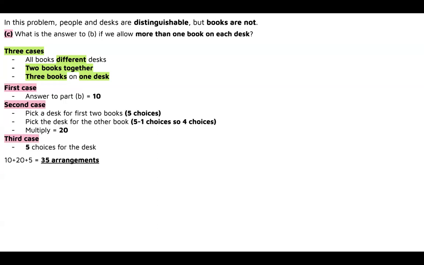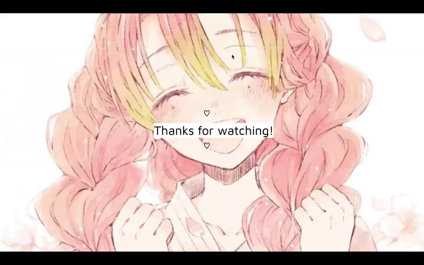All right, so to summarize, what you want to know first is how to do casework. Based on this problem, we did casework: all books on different desks, second, two books together, and lastly, three books on one desk. Next, you also want to know permutations and combinations. What's the difference? Permutations means order does matter, while combinations means order doesn't matter. All right, so knowing this, have a great day and thanks for watching.